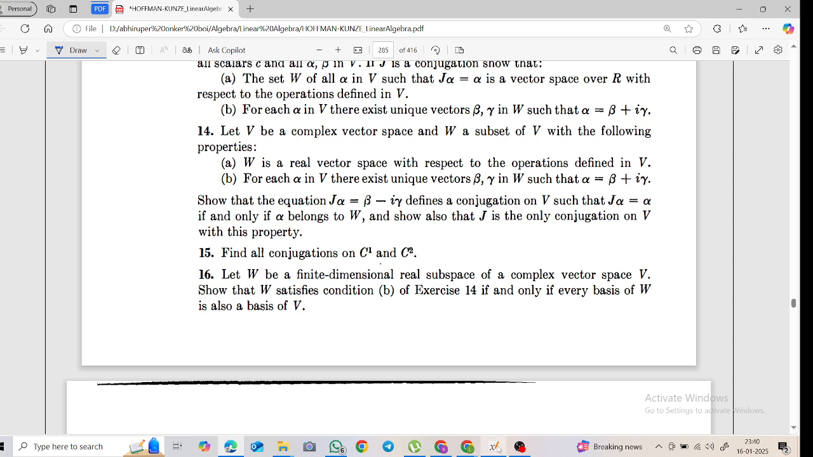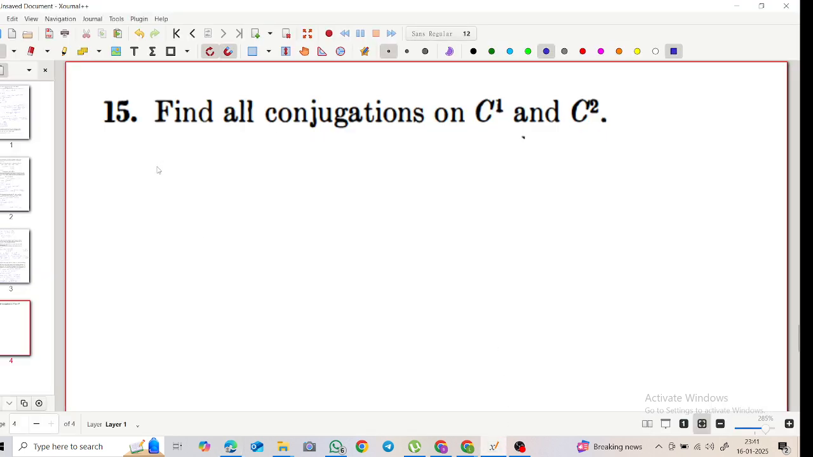Okay, so see, on C1 we have just a conjugation C going to C bar. On C2, this is like C1 C2 going to C1 bar C2 bar, and they are the only conjugations. These we get from 13, na?